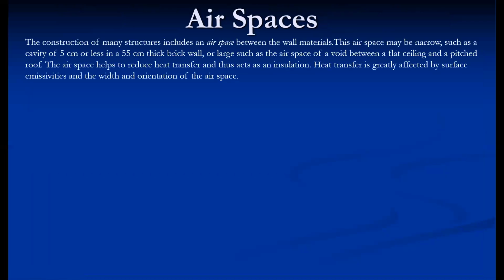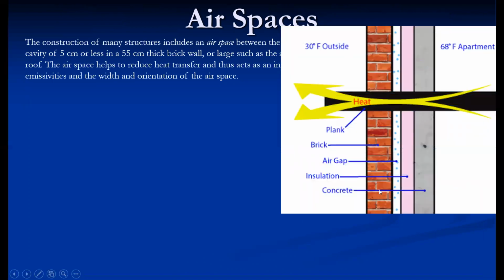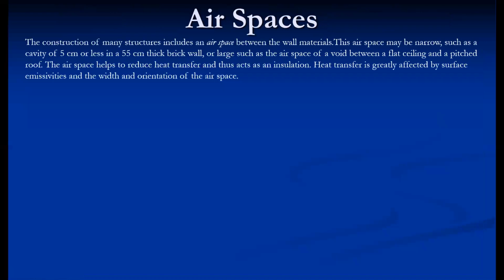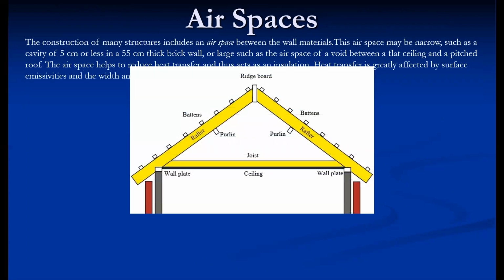Airspaces that we have seen: the construction of many structures includes an airspace between the wall materials. This airspace may be narrow, such as a cavity of 5 centimeters or less, like this. Such a cavity is generally provided in a thick wall. Or it may be large, such as the airspace or void between the flat ceiling and a pitched roof. So this is a pitched roof, and through this also there are airspaces.